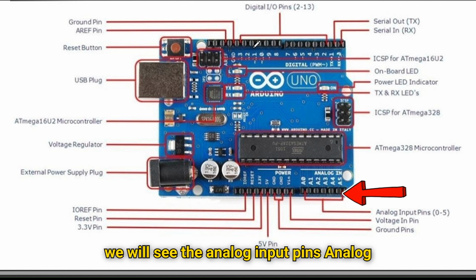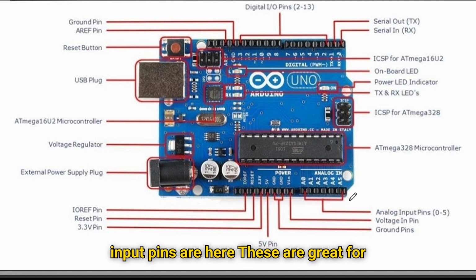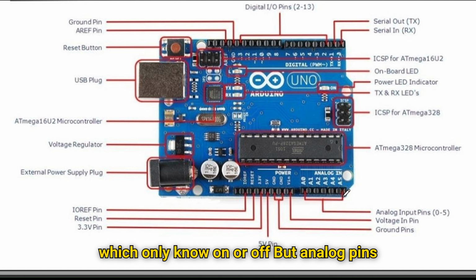Second, we will see the analog input pins. Analog input pins are here. These are great for reading sensors like temperature, light, or humidity sensors. Unlike digital pins, which only know on or off, analog pins can read values in between.